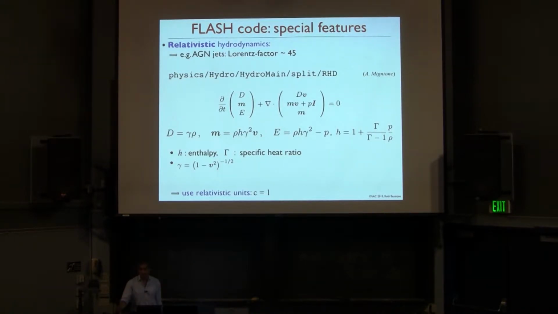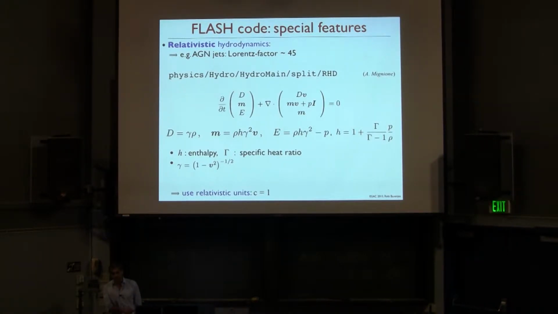For instance, AGN jets which can acquire Lorentz factors much greater than 10. So to get the physics right there, you really have to compute this in a special relativistic framework, which is already provided here in the Flash code. And this goes back to work by Andrea Mignone. He got a little bit frustrated with the Flash code, so he wrote his own code because he had some issues initially implementing the relativistic hydrodynamics in Flash. So he has his own code now, the Pluto code.